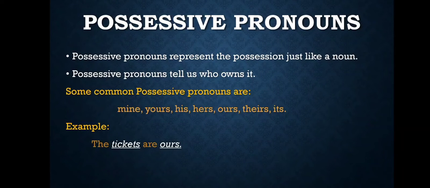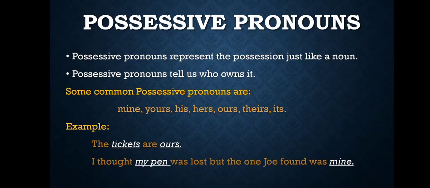So this ours is showing us the possession of the tickets, who is having those tickets, whom the tickets belong to. So this ours is giving us an idea that the possession of the tickets is ours.